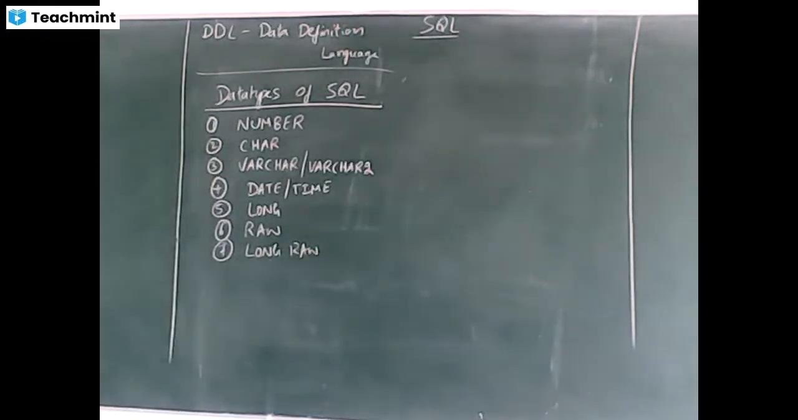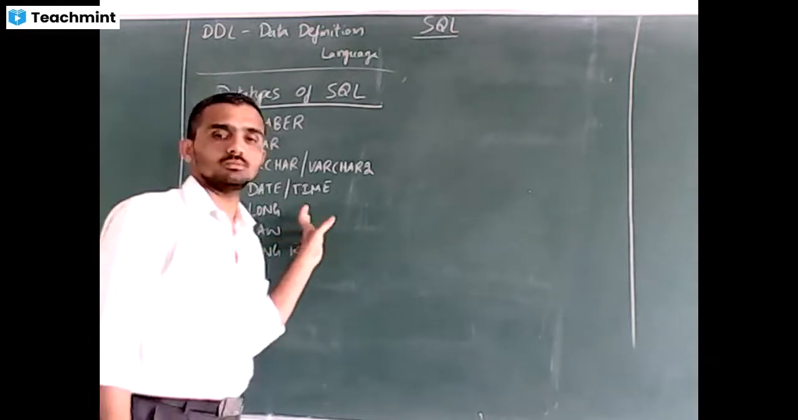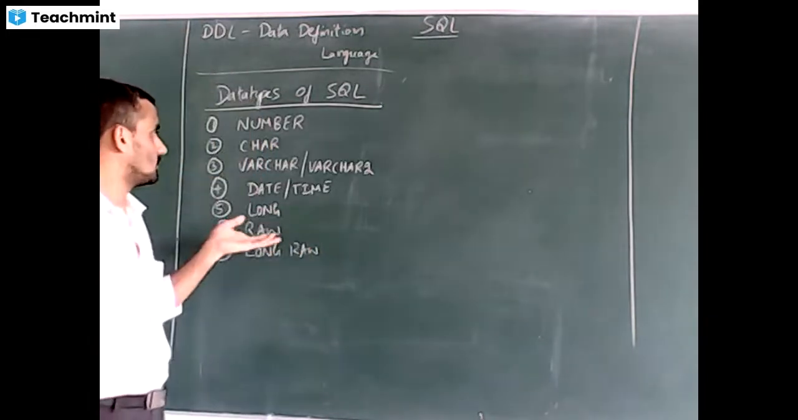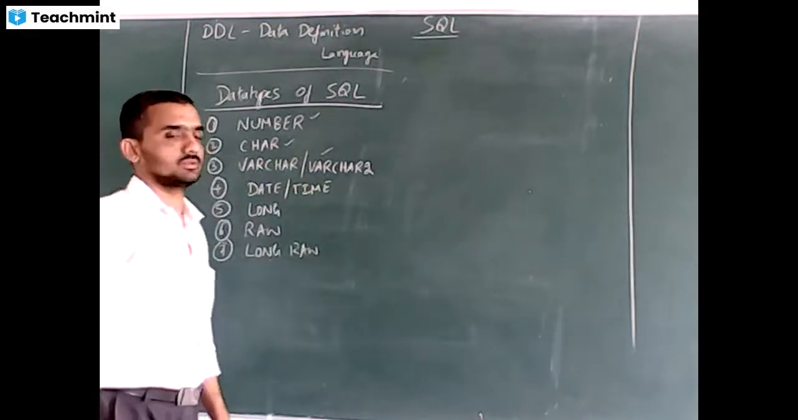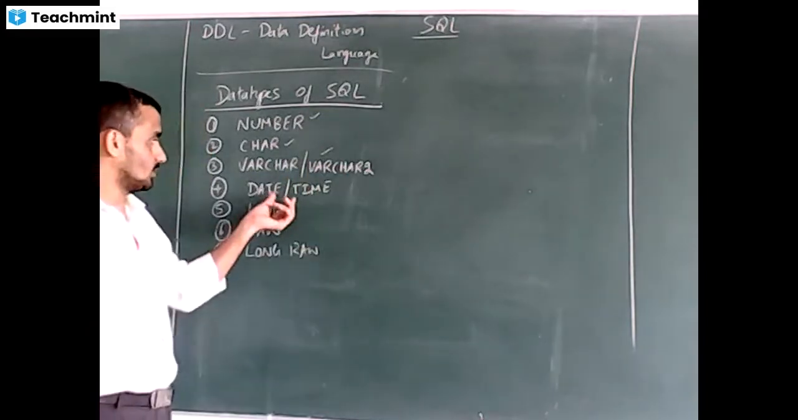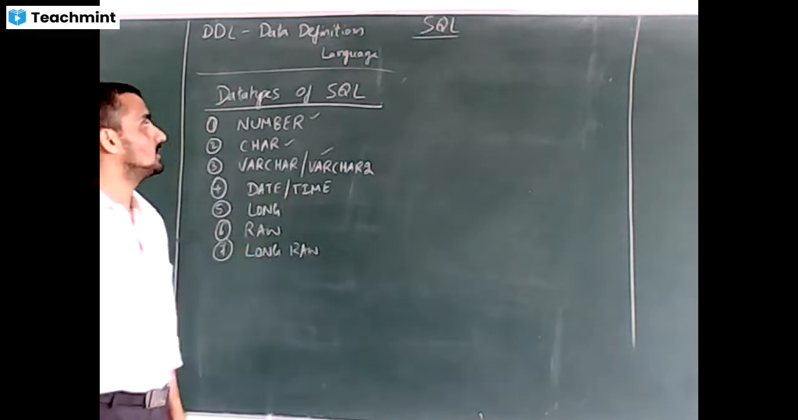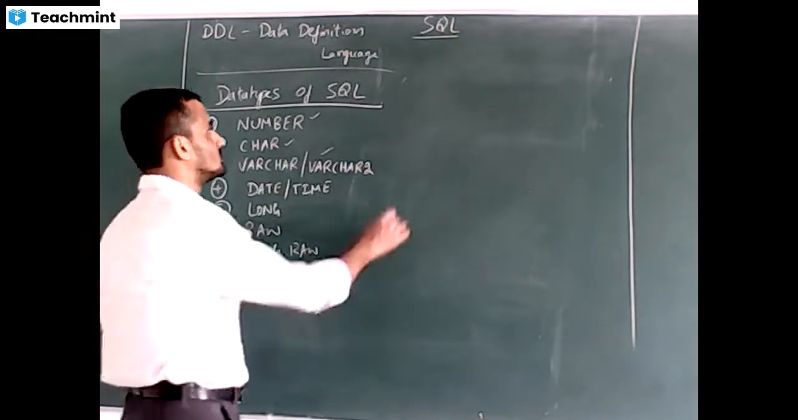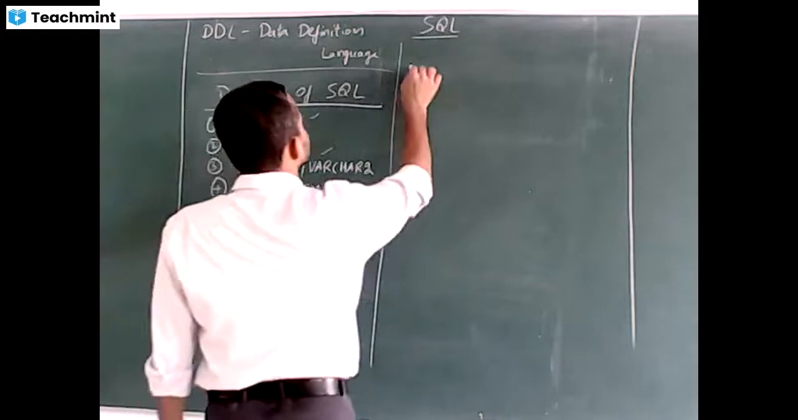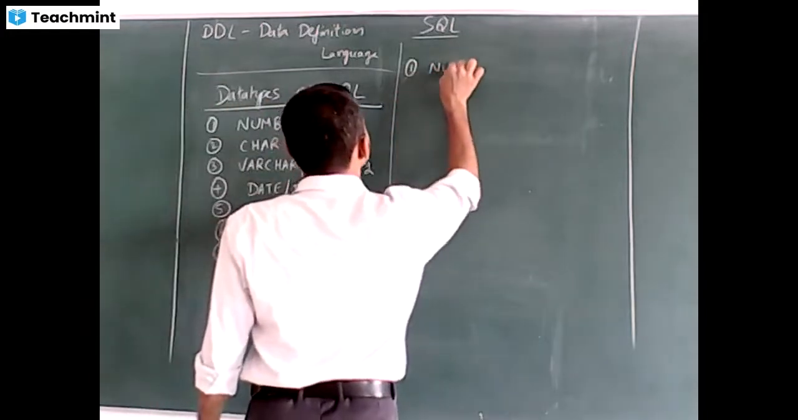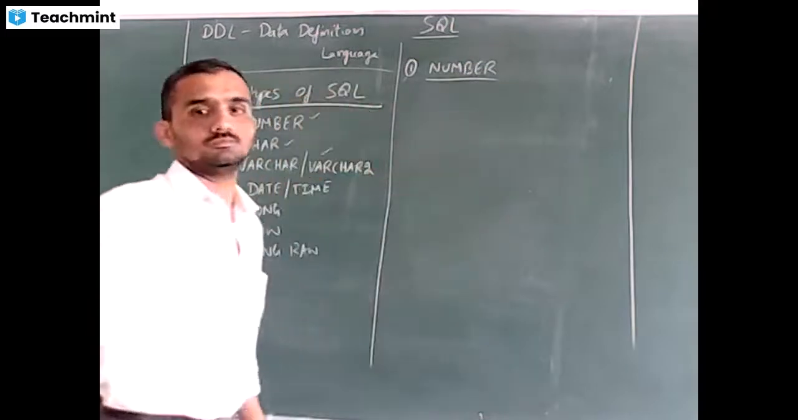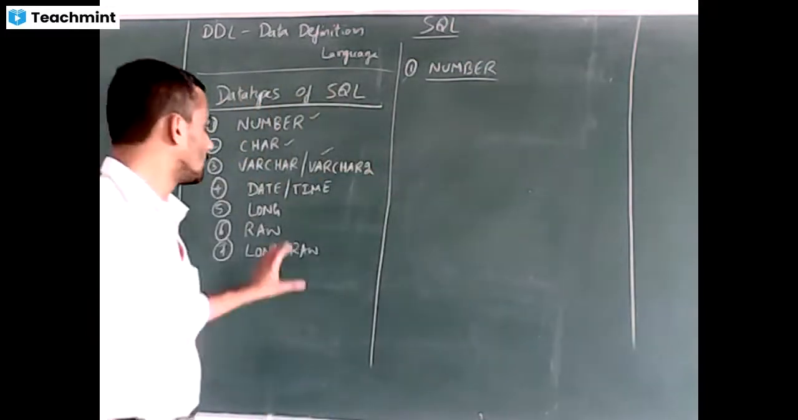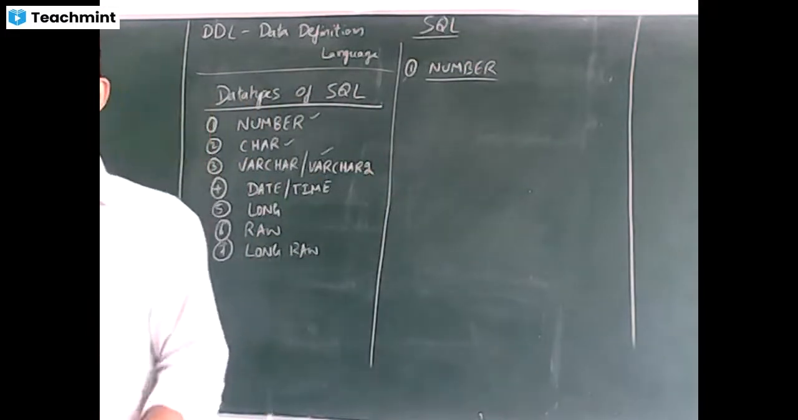In practical programs, we will not use all these data types. We mainly use number and character. And if we need to store date format or time format, we use date and time. One by one we will discuss. First one is number. Just look into this. If you have any doubts, you can ask.